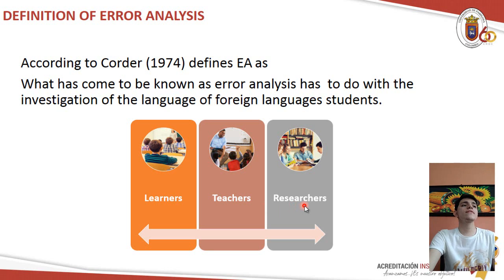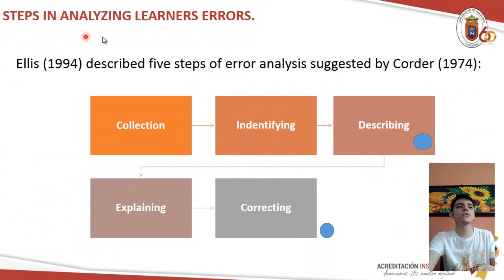So now, let's take a look at the steps in analyzing learners' errors. Ellis 1994 described 5 steps of error analysis suggested by Corder 1974. So to carry out an error analysis, it is indispensable to consider the following steps. The first step is basically to gather the information that we want to analyze in order to determine patterns of error utterances. The second step is the identification of errors, and the third step is the description, taking into account Corder's taxonomy, who identified 3 types. So later on we are going to focus on it.